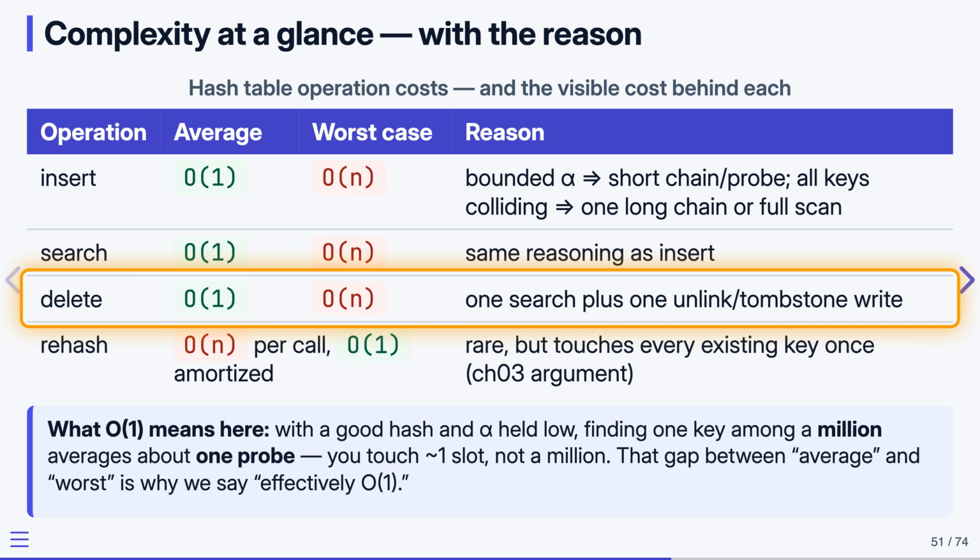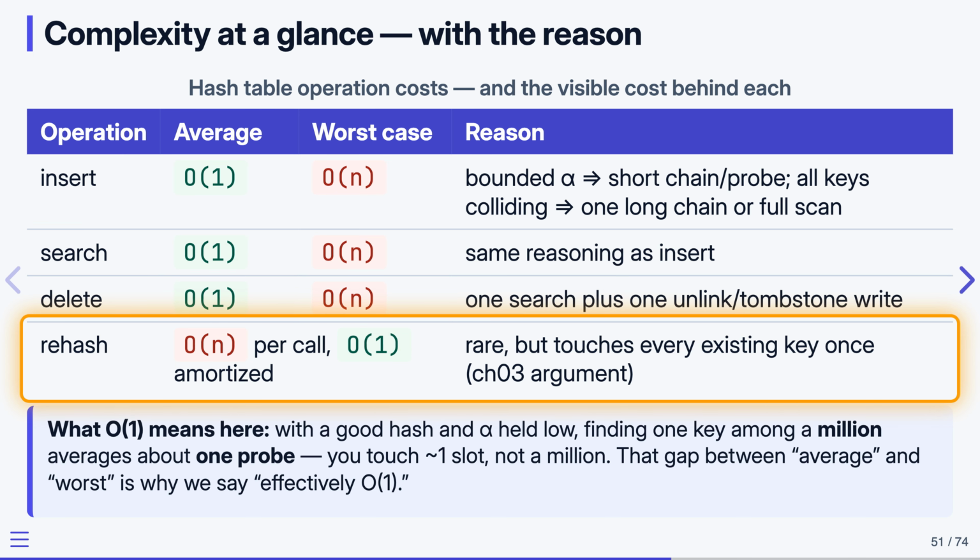It is one search, plus one unlink or one tombstone write. Rehash is big O of n per call because it touches every existing key once. But it is rare, so amortized over many inserts it is big O of 1. That is the chapter 3 argument again.